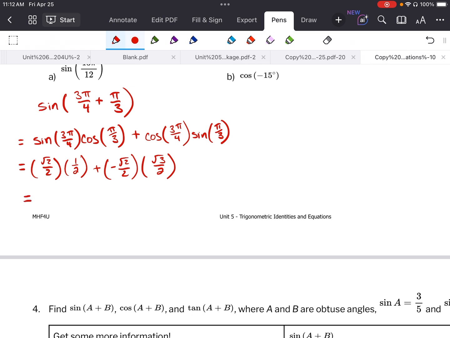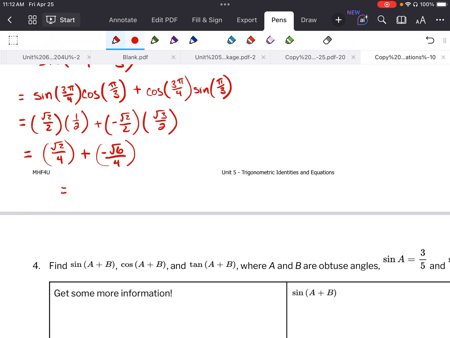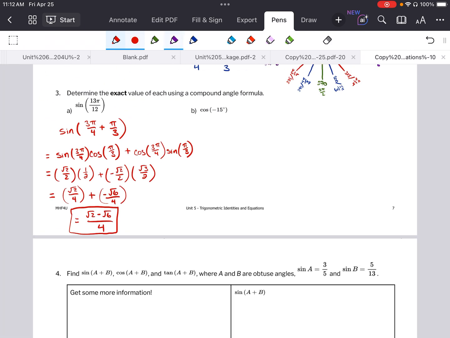Okay, then we can multiply. So this first one, we get root 2 over 4. The second set, we have negative root 2 times root 3. So that's negative root 6 over 4. And you can't add roots that have the different bases together. So we get root 2 take away root 6 over 4 as our answer. Okay, great. Took up some of the space here.